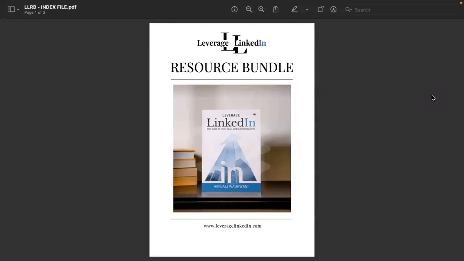find in the resource bundle. The file is called LinkedIn Marketing ROI Calculator. The name itself suggests that it is going to be about calculating the ROI of your marketing efforts on LinkedIn. But let's talk about why I've created this particular file for you.